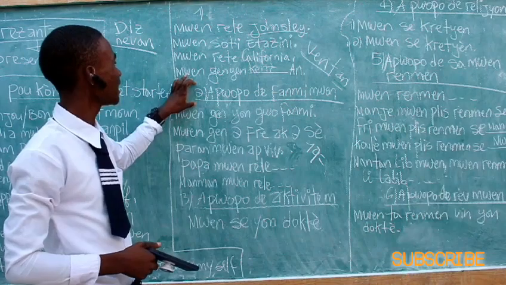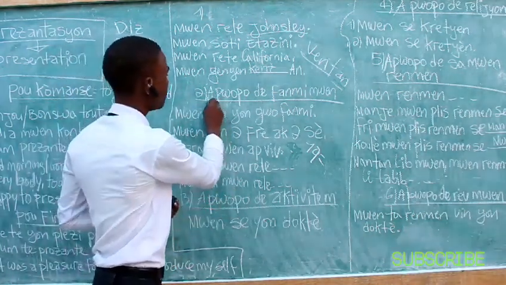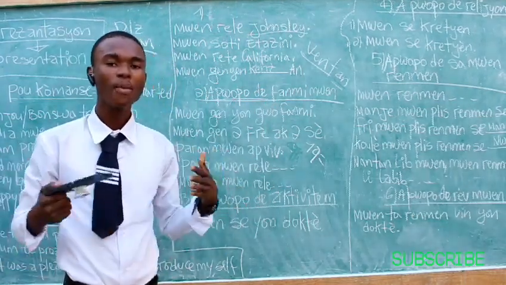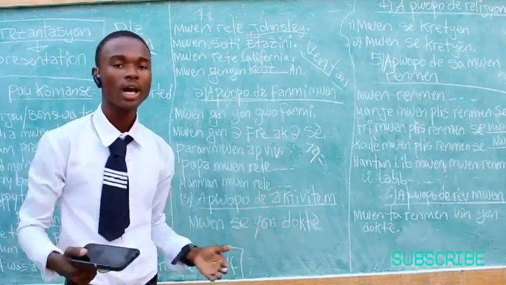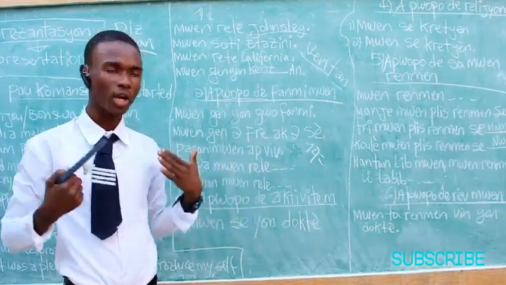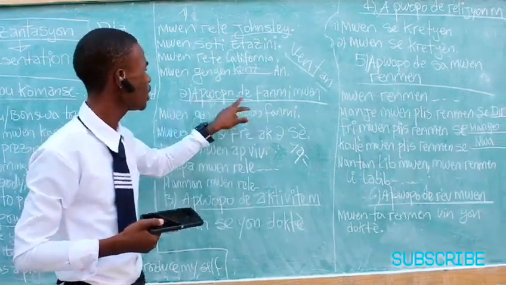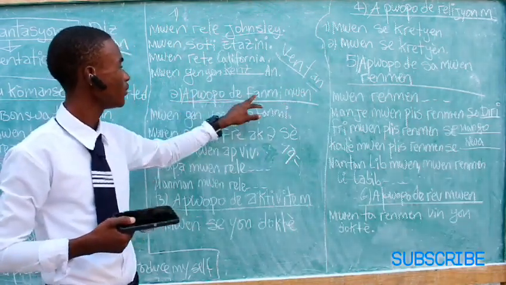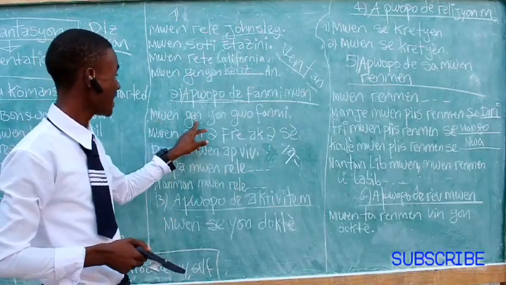And the second thing is, à propos de, like you want to talk about your family. À propos de means about. Can you repeat after me? À propos de famille moi. About my family. À propos de famille moi. About my family.